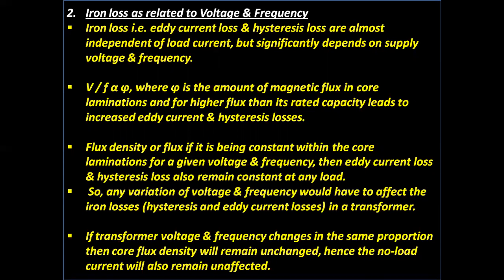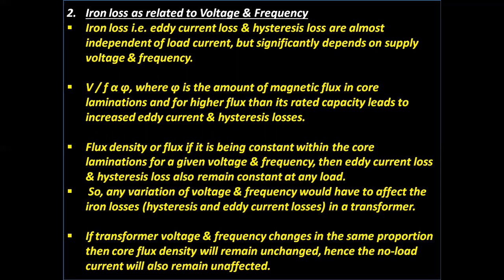Iron loss as related to voltage and frequency. Iron loss, that is eddy current loss and hysteresis loss, is almost independent of load current but significantly depends on supply voltage and frequency. V by F is directly proportional to phi, where phi is the amount of magnetic flux in the core laminations, and higher flux than its rated capacity leads to increased eddy current and hysteresis losses.